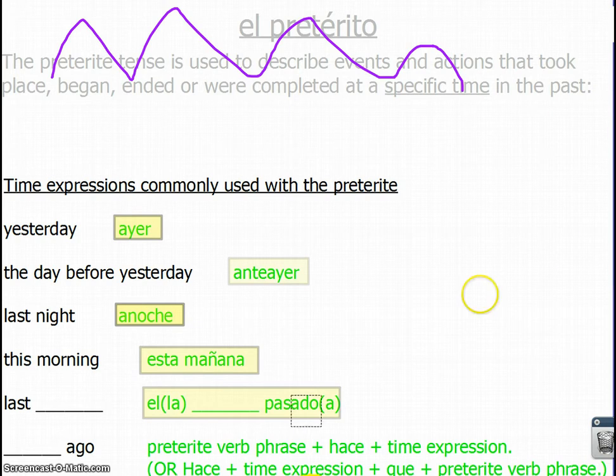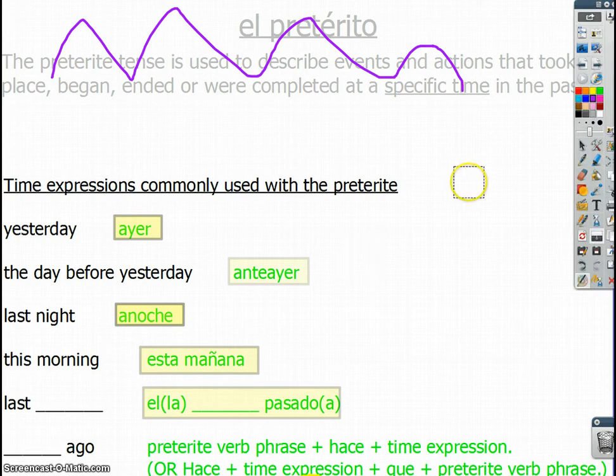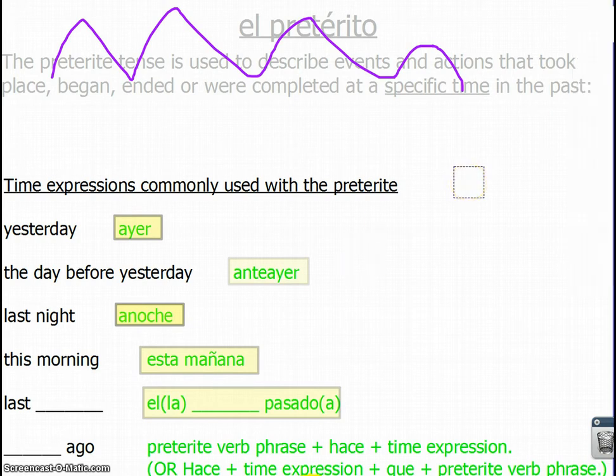I realize this can be confusing and it just sounds like a lot of words right now, but go ahead and write that down and we'll practice with it together in class. Thanks for taking your preterite tense, AR verbs, and time expression notes.